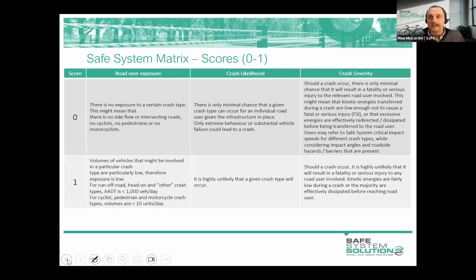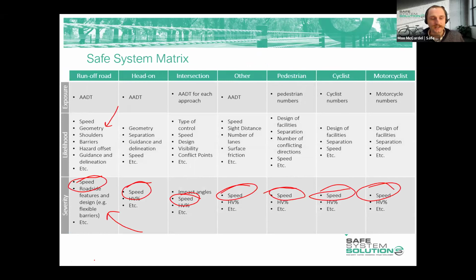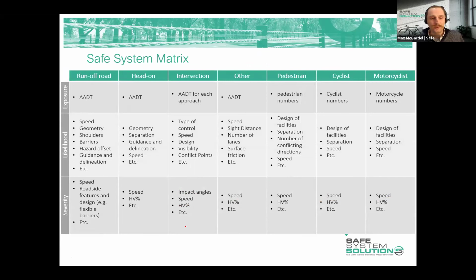Let's get stuck back into our safe system matrix, and I'll just demonstrate all of the work that we've done to date. So we've gone through the exposure, the likelihood and severity, each of these crash types, and we've assigned a score for each of them. These scores will differ from what I spoke about before. That's okay, that's just to demonstrate.